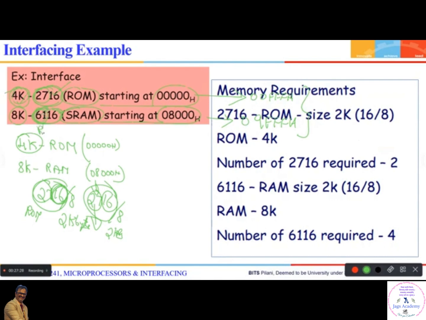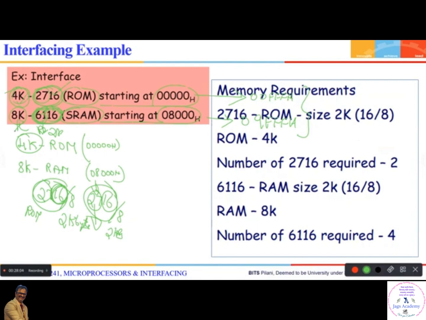Similarly, 6116 is a RAM. 61 indicates it is a RAM, and the last two numbers indicate 2 kilobytes. How many chips do you have to use for 8K? 4. Have you understood now? Memory requirement for ROM is 4K, and 2716 is 2K size, so the number of 2716 required is 2. Similarly, 6116 size is 2K, and the RAM requirement is 8K, so the number of 6116 required is 4.